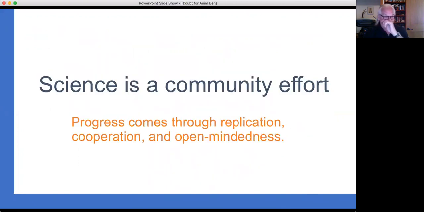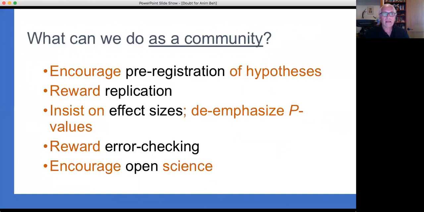What do we do about this? We have a lot of publication bias. We have a lot of other challenges. Well, science is a community effort. We can make progress through replication with cooperation and open-mindedness toward the mistakes of others and generosity to each other about correcting those mistakes. We should encourage pre-registration of hypotheses. In other words, before we do the study, record in a place that can be accessed later what analyses, what hypotheses you're going to ask with that study so you don't have this HARKing.